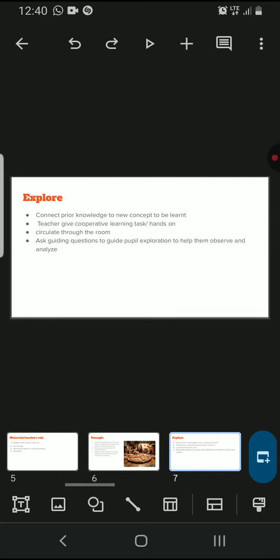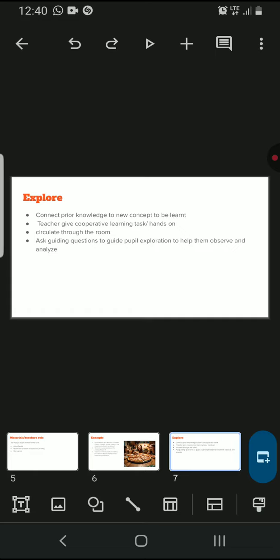Next, explore stage. At the explore stage, the teacher should help pupils to connect their previous experiences to the new concept to be taught. A teacher should give cooperative learning task, hands-on activity.